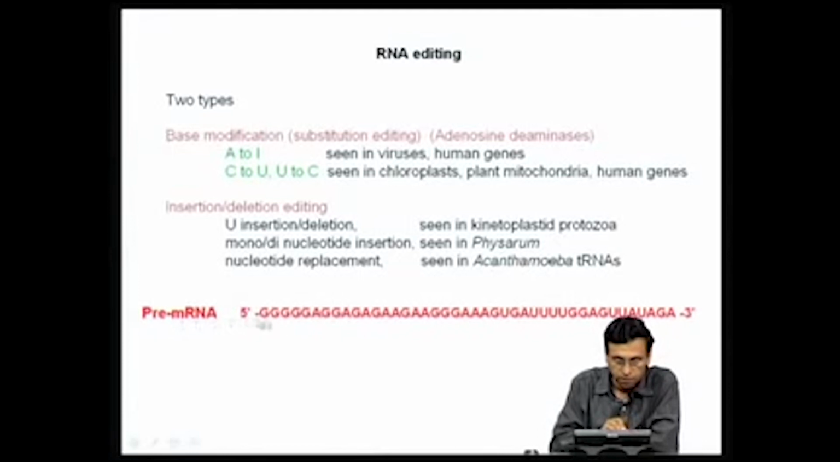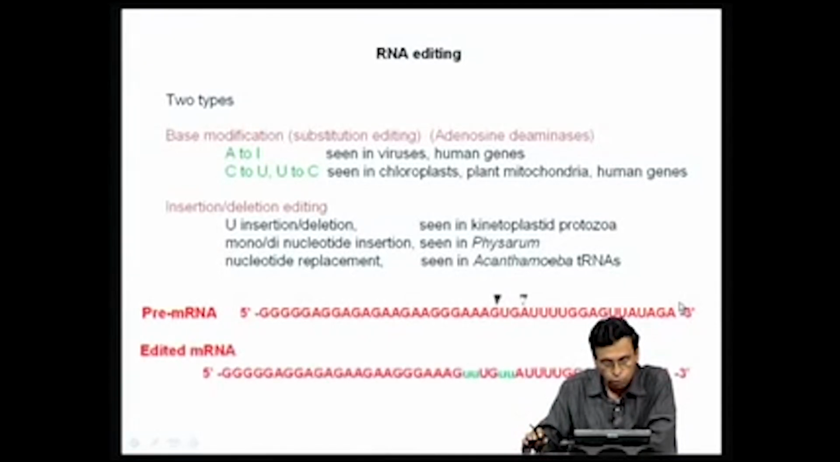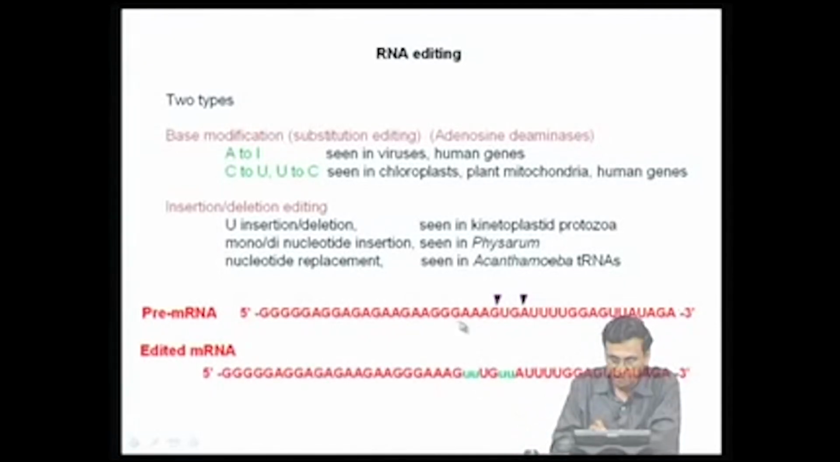I have just shown one example here. For example, if this is the pre-messenger RNA sequence, and it undergoes insertion editing, what happens? If U residues are inserted, for example, you can see here after the AAAG, two U's are inserted, and similarly after UG again two U residues are inserted. As a result the open reading frame of the pre-messenger RNA will be completely different from the open reading frame of the edited messenger RNA. So if you look at the genomic sequence, you will see this, but if you sequence the mature RNA, or if you deduce the nucleotide sequence based on the protein sequence, you will find it does not match the genomic DNA sequence because of this RNA editing phenomenon.